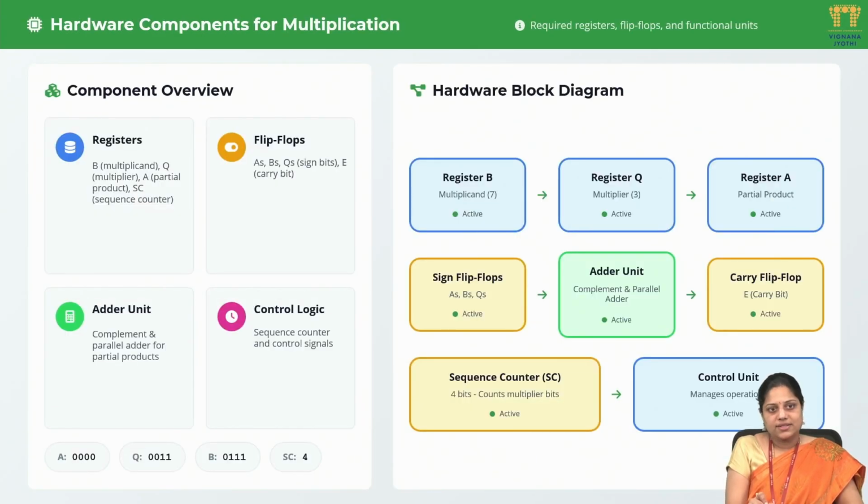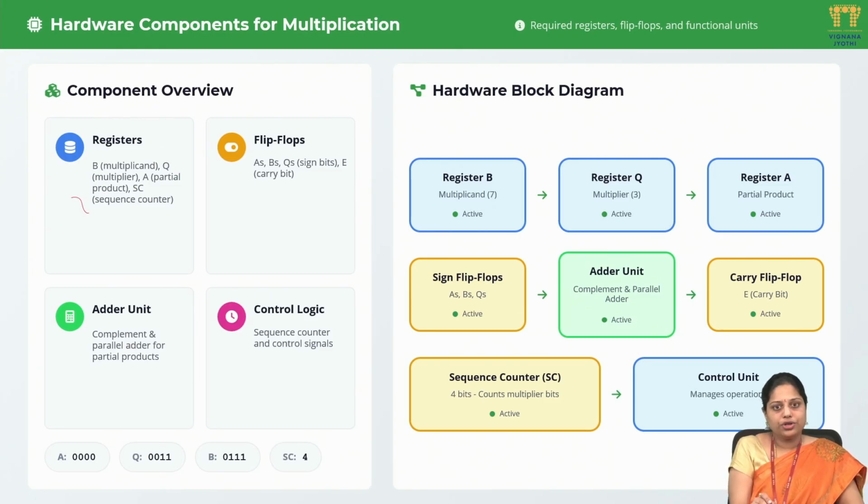So this will be the first step of the multiplication algorithm, that is calculation of the product sign. And now next we can see what are the different hardware components we require. As in the previous example we discussed, we require the register B to store the multiplicand, register Q to store the multiplier, and A which is used to store the final product. During the multiplication process, the same register A is used to store the partial product. And one more, we require a sequence counter to store the number of bits of the multiplier.